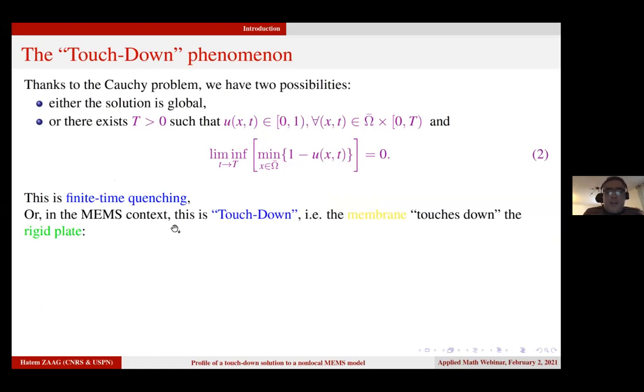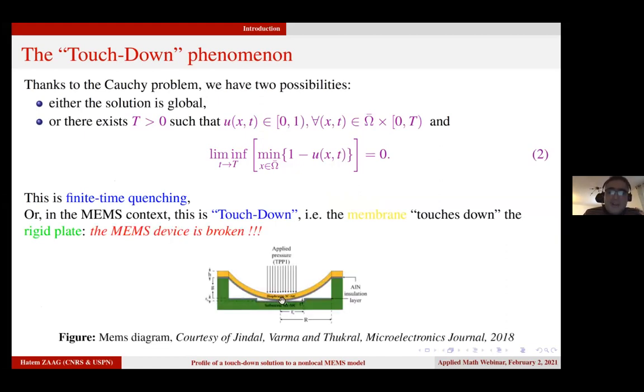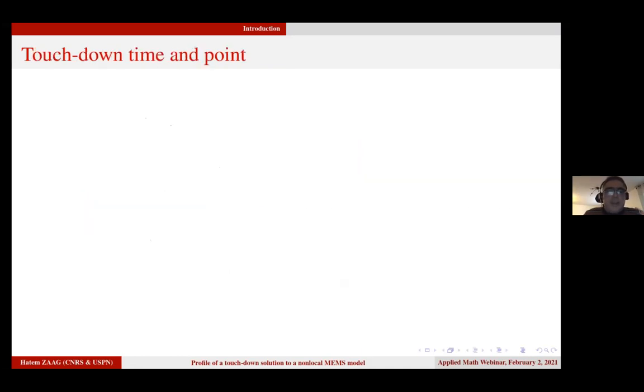Okay, so I already said all this. I forgot that he had this picture here. Same reference. And in that case, in fact, but this is extremely important, if ever we have this touchdown, the MEMS device will be broken because we will have an electrical problem there. Now we will define the touchdown time. This is the maximum existence time because the solution stops from existing at that time.